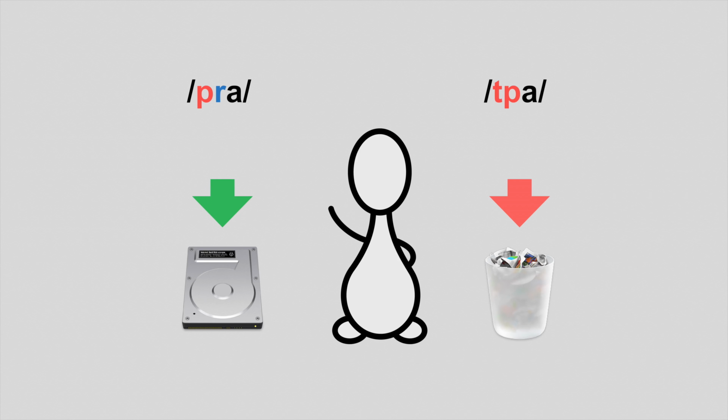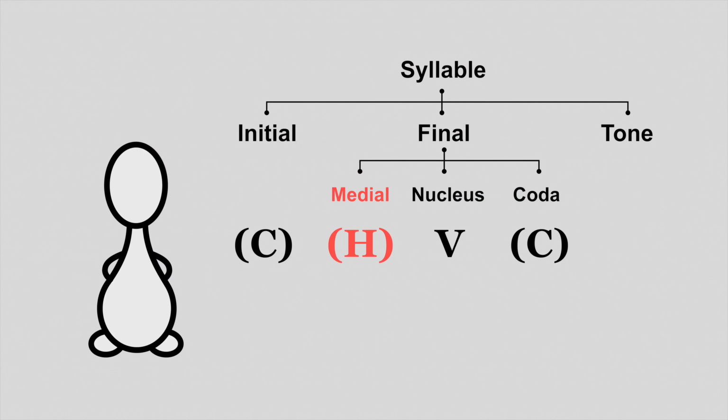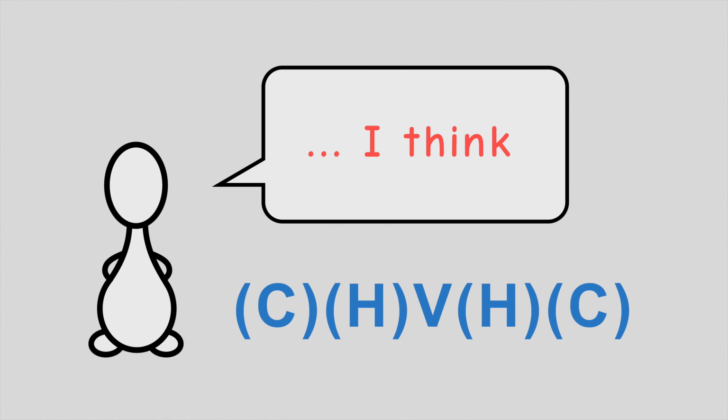So a word like pra would be legal, but tapa wouldn't. Similarly, a word like kla would be permitted, but kva would not. The cool thing here is that this constraint brought my syllable structure closer to that of many Southeast Asian languages, where an optional semivowel or liquid known as the medial is inserted between the initial consonant and the nucleus. Only my syllable structure would look more like this, perhaps?